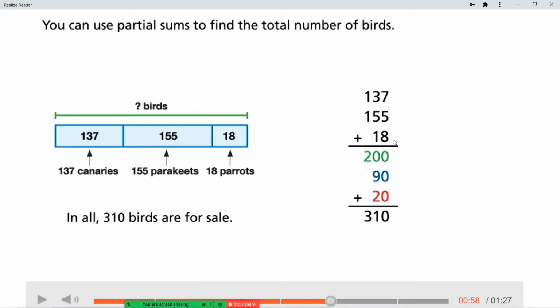So now that they found those partial sums, they added together those partial sums. So 200 plus 90 is 290. 290 plus 20 will give you 310. That's how they got to their answer in this section.